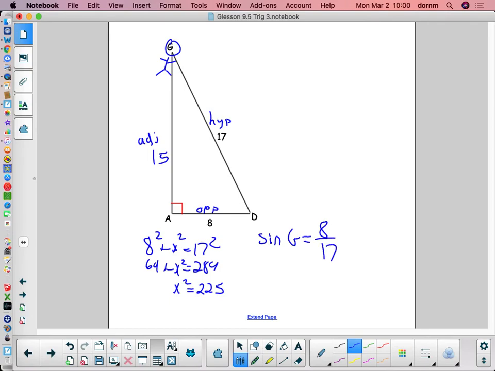Oh, how am I going to get the unknown angle? When the angle's unknown, what function do we use? We use the inverse function. Sine inverse of the ratio, and I plug that in my calculator. 28.1 degrees. And now this is going to have to be 61.9 degrees in order to balance that out. Okay? And I've solved that triangle. I know all sides and all the angles.